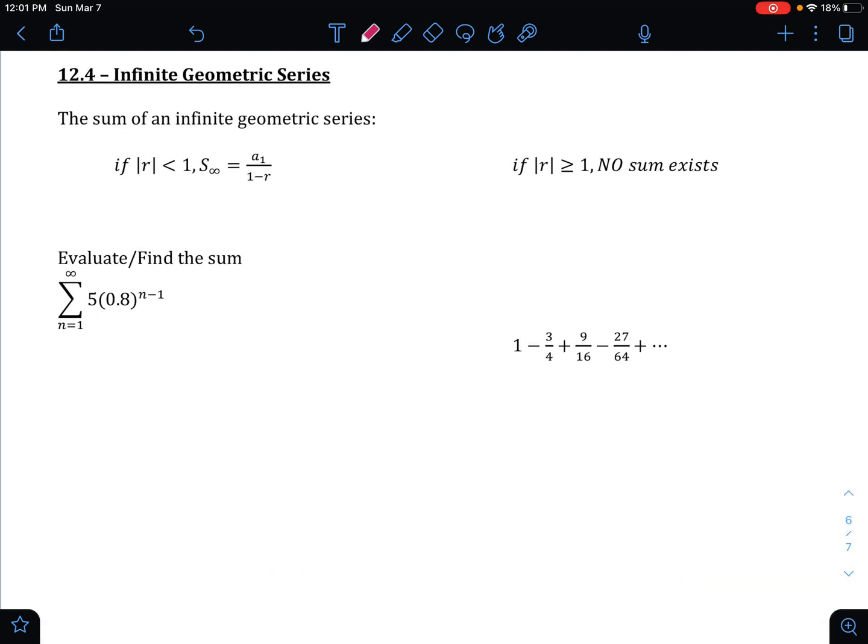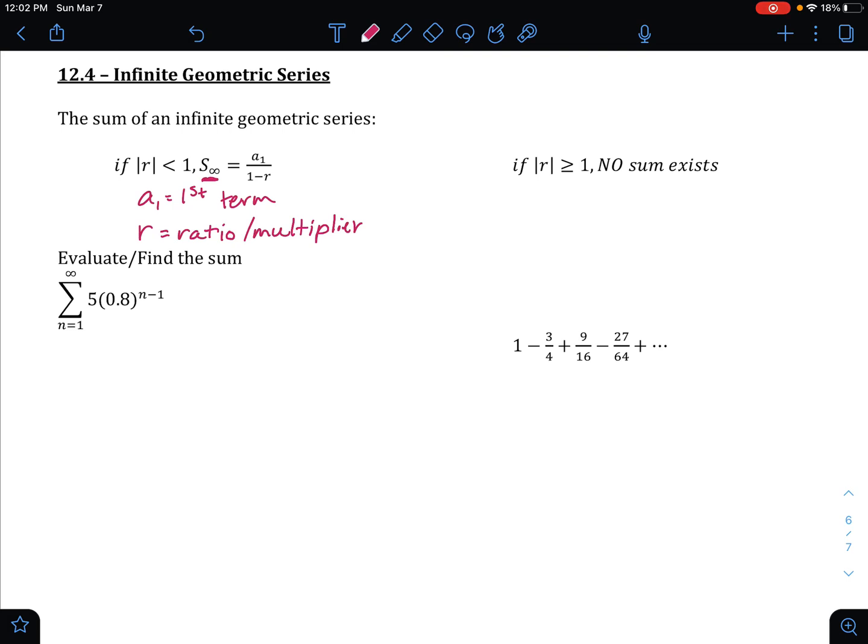So let's go ahead and talk about this. The sum of an infinite geometric series: if the absolute value of r is less than 1, which just means that ratio or your multiplier is less than 1, then we say that our sum that goes to the infinite term is denoted by a sub 1 over 1 minus r, where a sub 1 is still our first term, and r is still your ratio or your multiplier. So these variables haven't changed one bit this entire time.